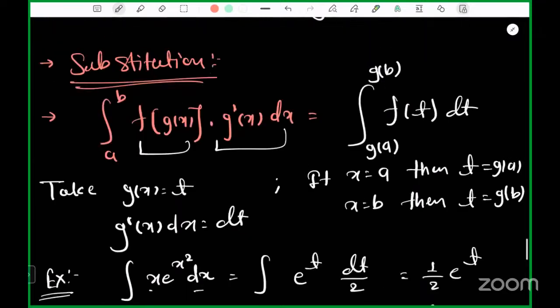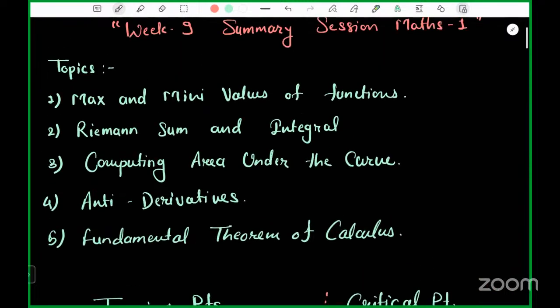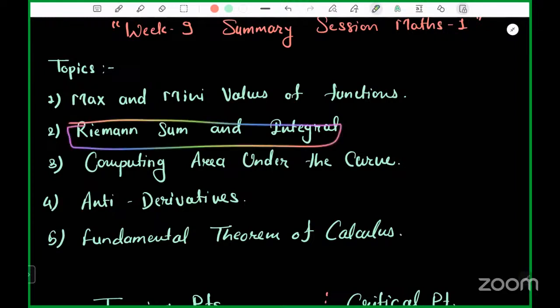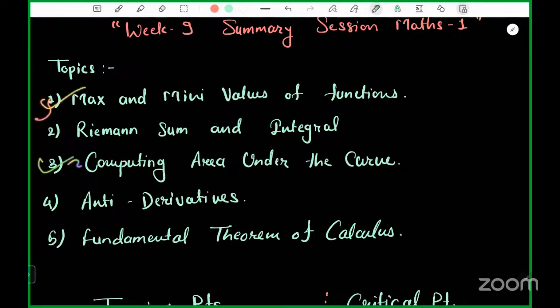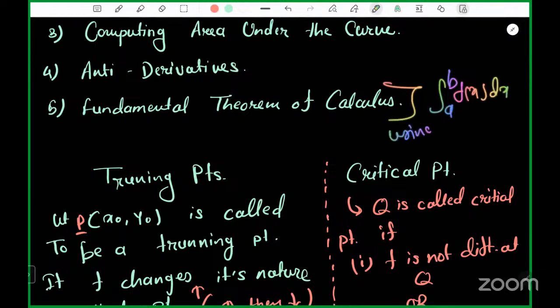Also, see, in week 9, you have to focus on these 5 topics only. Riemann sum and integral, if you think it's not that worthy, you can just understand the concept and leave it. But maxima minima, computing area under the curve, antiderivative, and the fundamental theorem of calculus are important. Fundamental theorem of calculus means finding the value of integration a to b f of x dx using integral formulas and methods, whatever we have discussed so far.